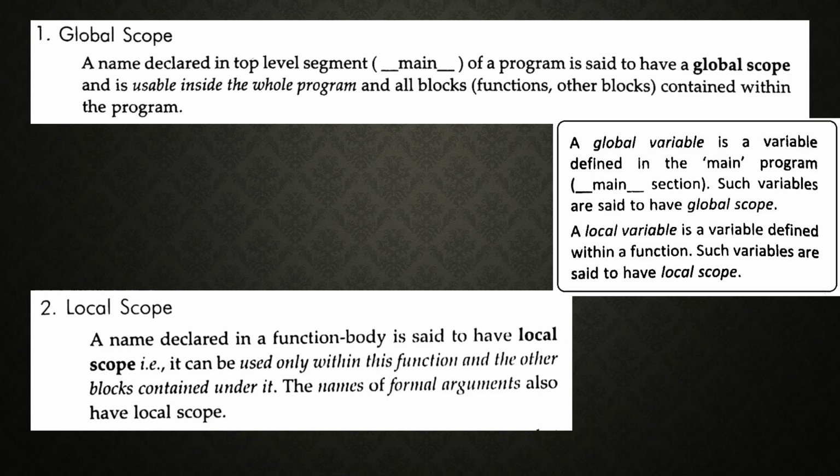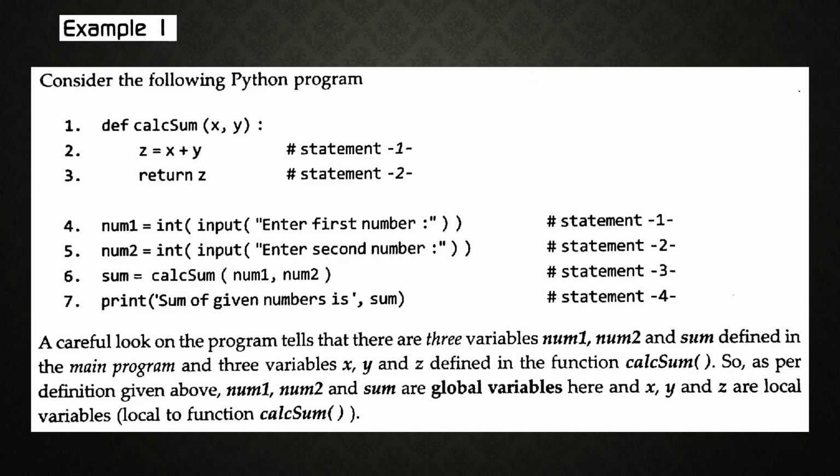Here it is explained once again. A global variable is a variable defined in the main program, or we can say the top level segment. Such variables are said to have global scope. A local variable is a variable defined within a function. Such variables are said to have local scope. Next, one example is given here.